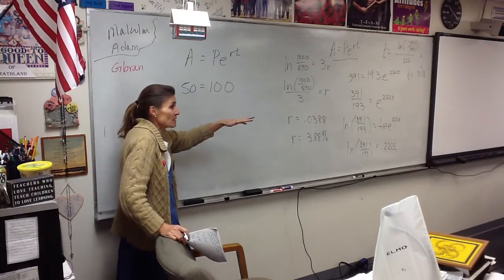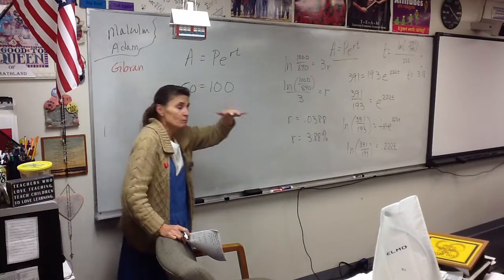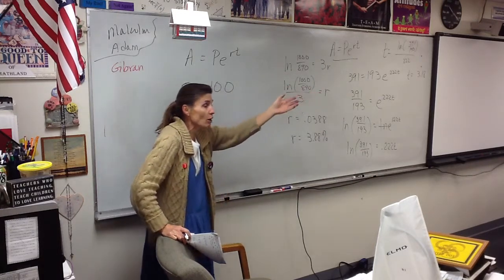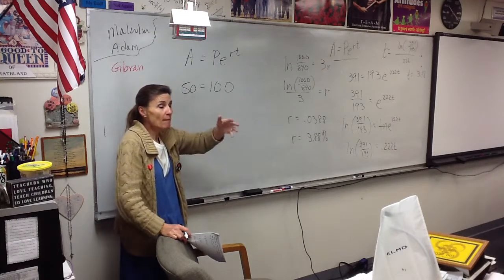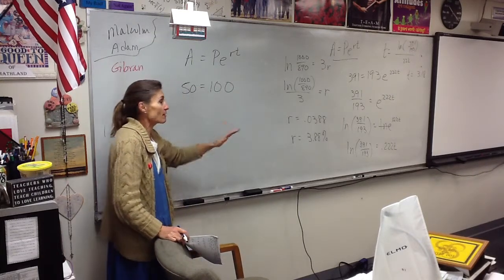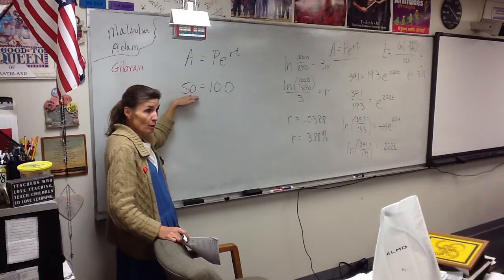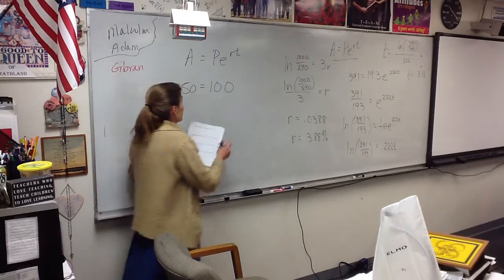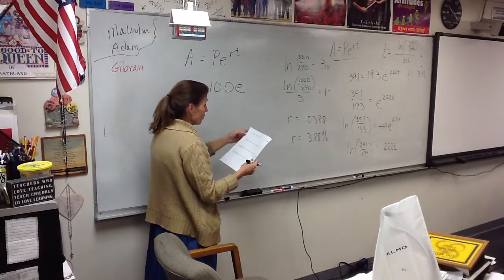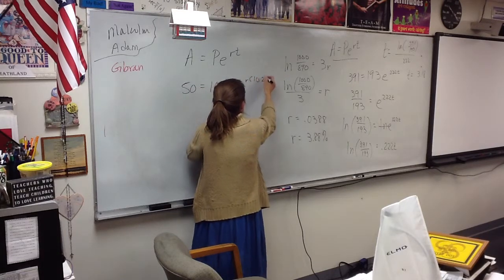So I started with 100 and I'm going down to 50. Could Jared have started with 10 and gone to 5? Yes. Could Abby have started with 18 and gone to 9? Yes. It doesn't matter. Pick a number to start with, and then you'll end with half of it. Now, what else do I know? I know the time period is 10.2 years.